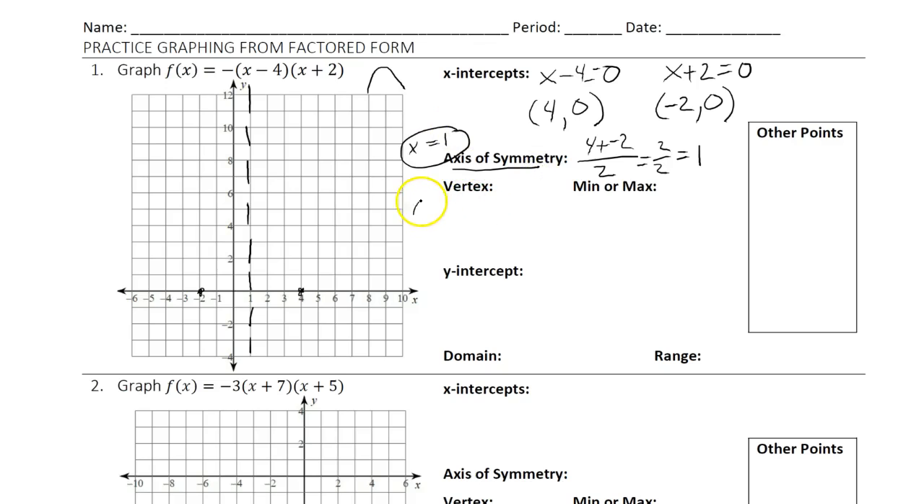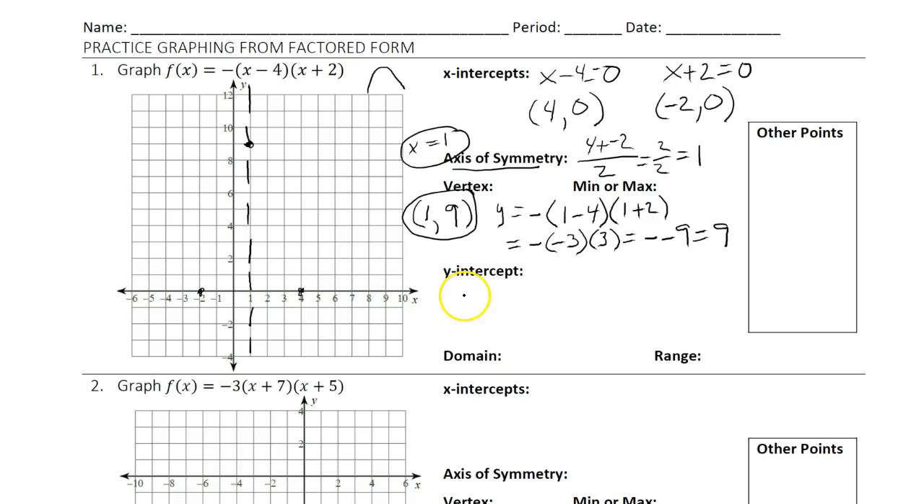To find the vertex, plug in 1 for x. For y equals -1 minus 4 times 1 plus 2, -3 times 3 is -9, so the negative makes it +9. The vertex is (1, 9). To find the y-intercept, plug in x equals 0. For y equals -0 minus 4 times 0 plus 2, -4 times 2 is -8, so the negative makes it +8. The y-intercept is (0, 8).